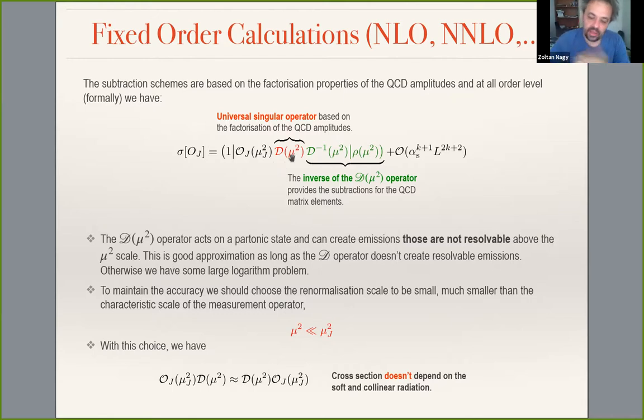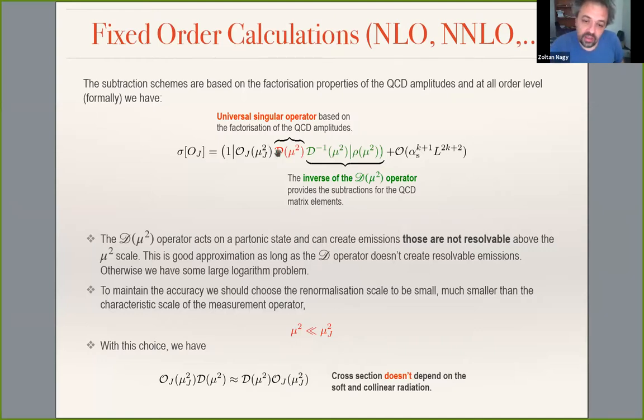This D operator emits a parton. If this emission is kind of hard, that's resolvable by the measurement operator. You see? And why is it a problem? Because this D operator is just an approximation of the exact matrix element, or the singular structure of the exact matrix element. So if the jet measurement function can resolve something, it can be a problem, because it sees something, but I don't have the good prescription, so it's just the approximation.